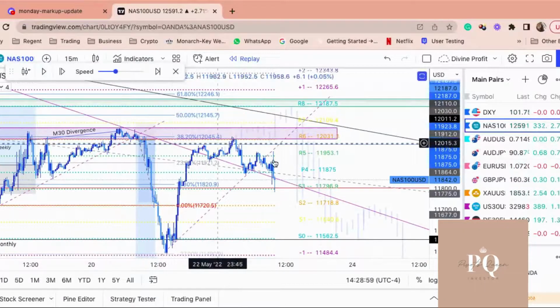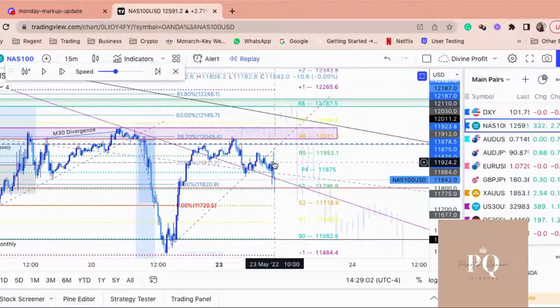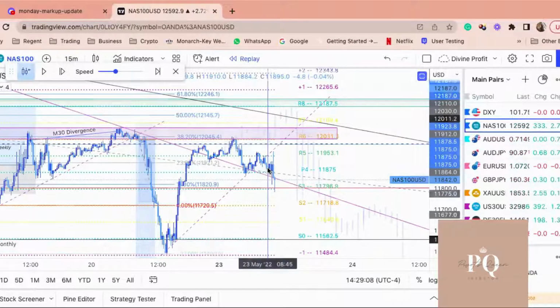Let's see if I could do it a little slower. But we did have a break. Let's see what time this was. So this was like 8:30. I'm gonna back it up to like here.